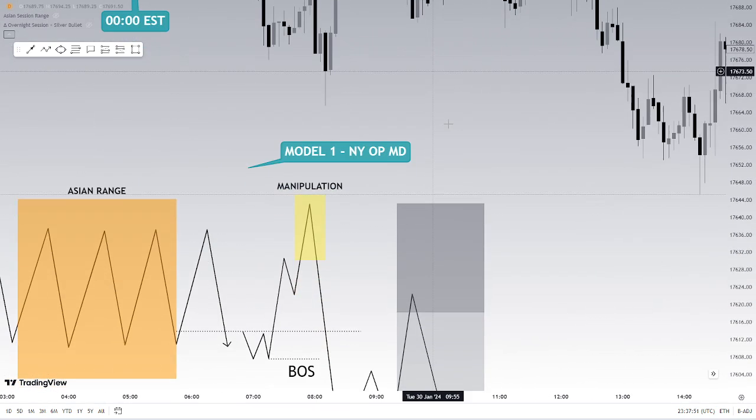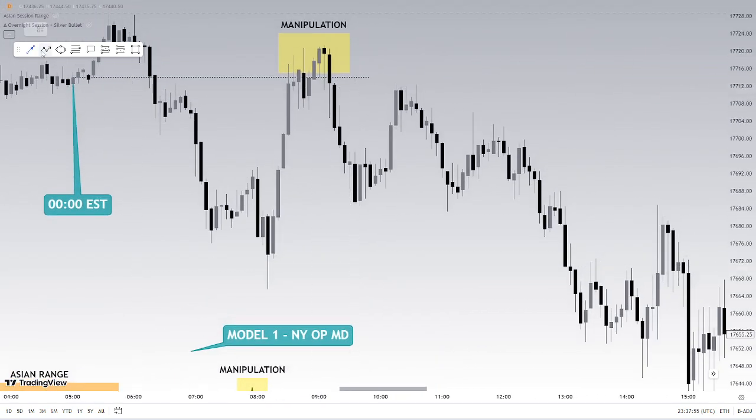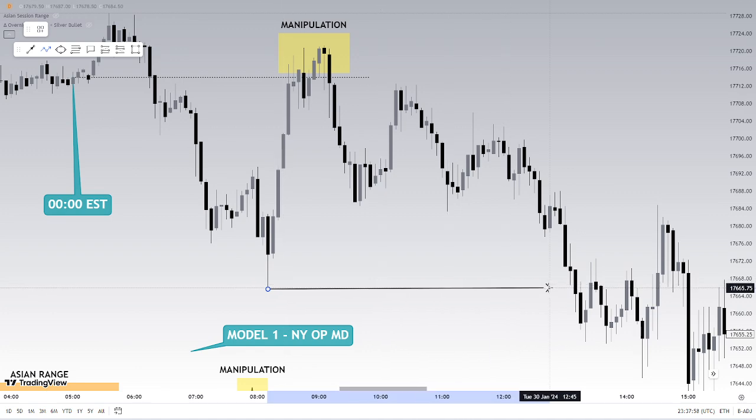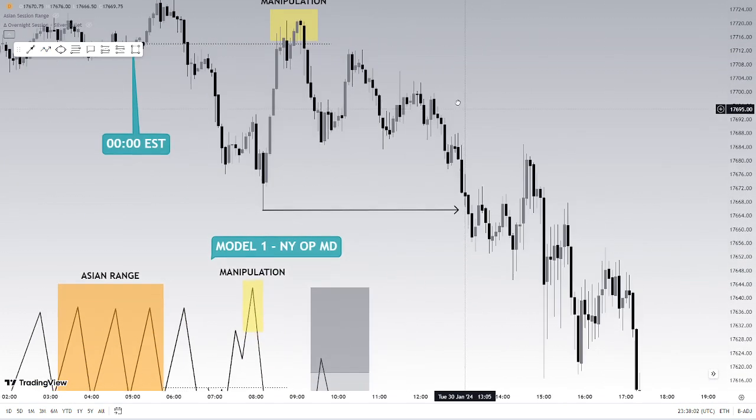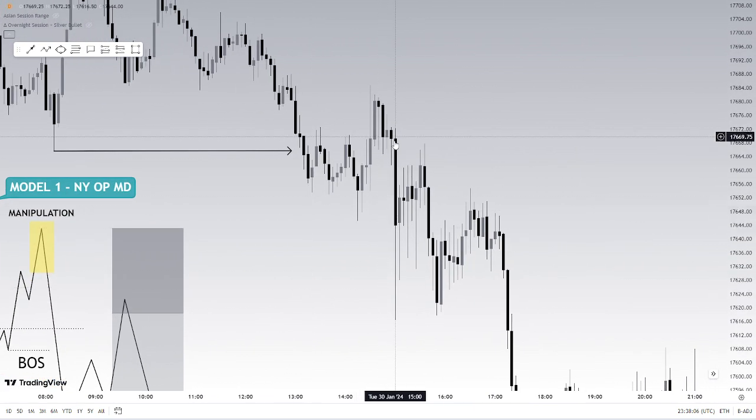Now, what do we look for? Well, we look for a break of structure. This is exactly what we have in this region. So we see a very clear structural break just over here. Now, our job as a trader is to enter off the fair value gap in the New York session. So there's two potential entries over here. Here's one fair value gap.